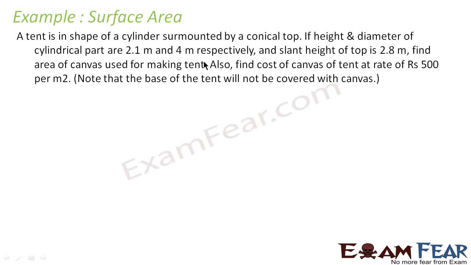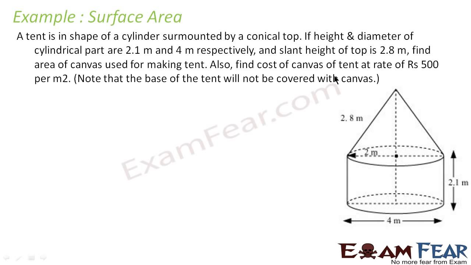So we'll draw the figure. This is my typical figure. This is the tent, which is in the shape of a cylinder, surmounted by a conical top. The height and diameter of the cylindrical part are 2.1 and 4. So the height is 2.1, and the diameter is 4. So this radius is 2. Radius is half the diameter, right? And the slant height of the top is 2.8.